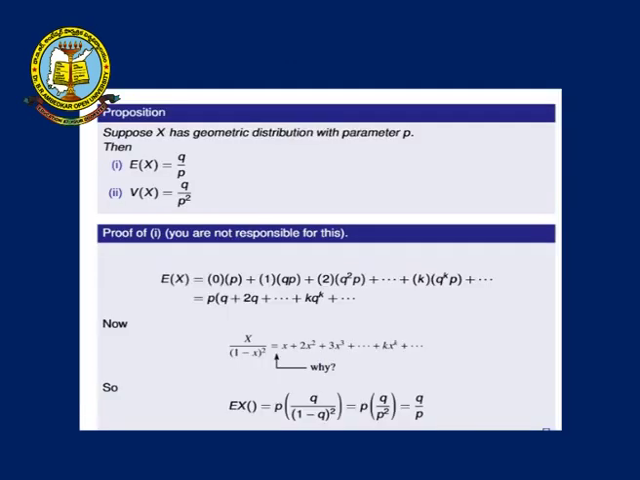The proposition: suppose X has a geometric distribution with parameter p, E of X is equal to q by p, variance is q by p square. This is a fundamental formula we are writing here. What is the PDF of geometric distribution? Know that the probability density function of the geometric distribution with parameter p is evaluated at n. Also, you know the standard deviation of geometric distribution.